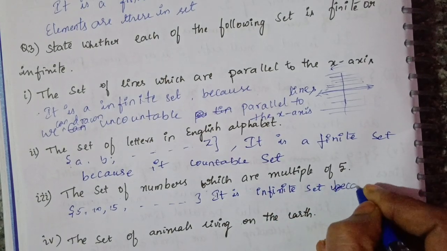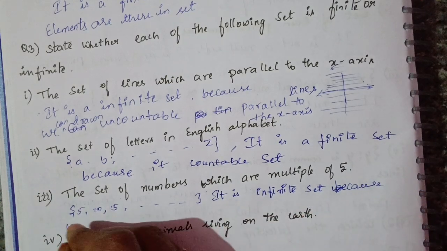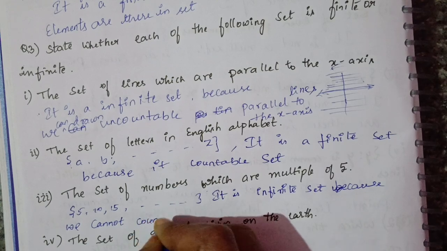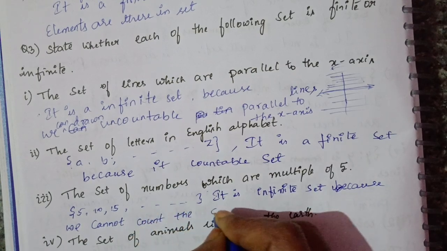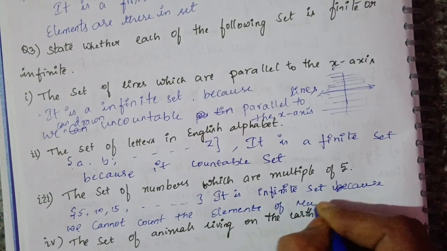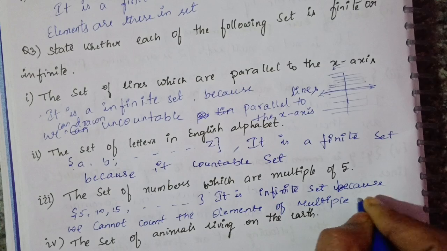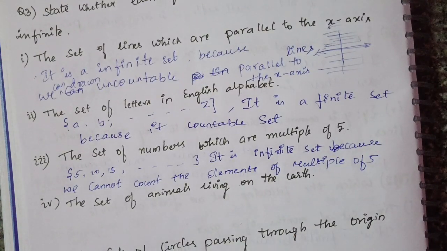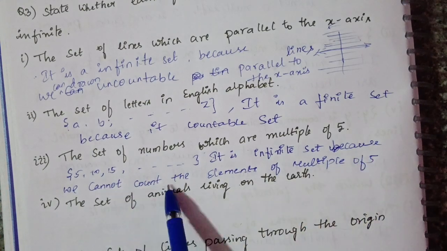It is an infinite set because we cannot count the elements of multiples of 5. See, multiples of 5 means it will be going 5, 10, 15, 20 like that. We cannot count. So it is an infinite set because we cannot count the multiples of 5.